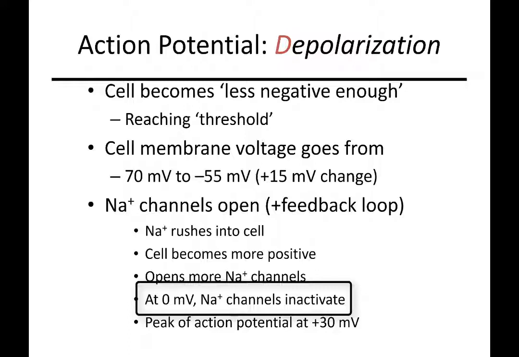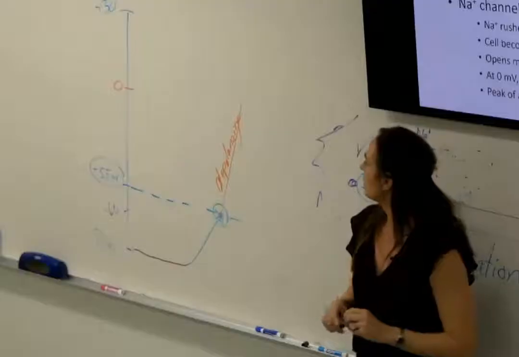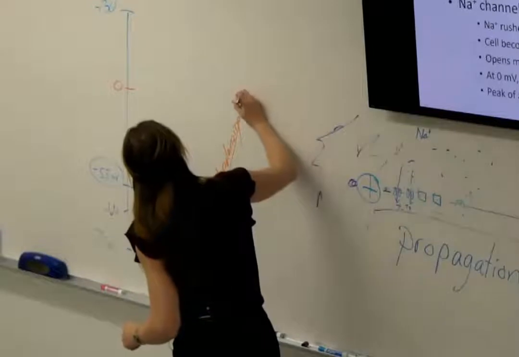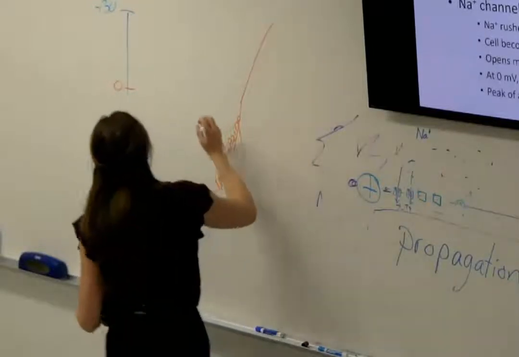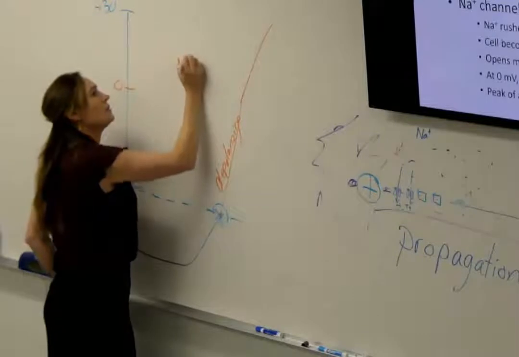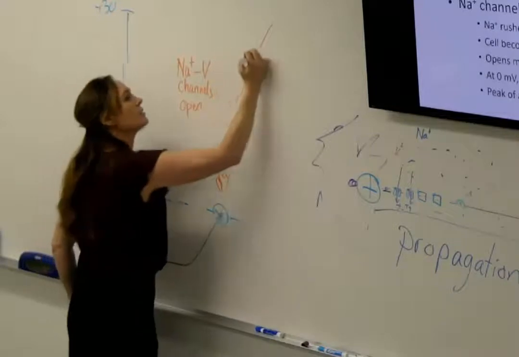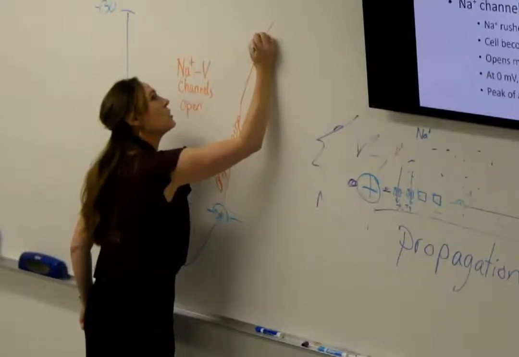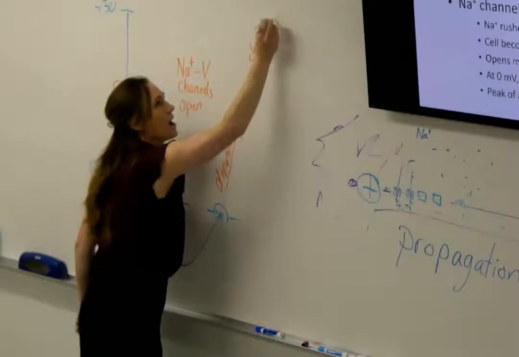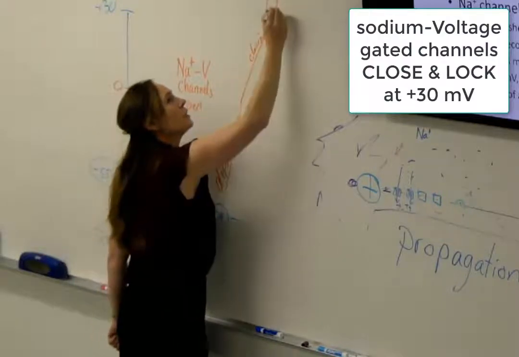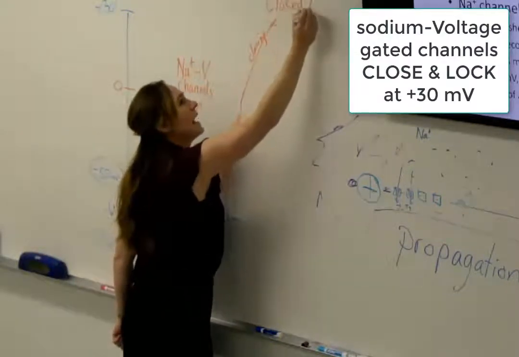So that's why I have on here at 0 millivolts sodium channels inactivate, but by plus 30, the peak, it goes to plus 30 because that's like you apply the brakes, but you come to a full stop at plus 30. So we're going to go all the way up here. So this here is sodium voltage channels are open and they are starting to, we'll say, close. And at the top, we're going to say they are closed and locked.